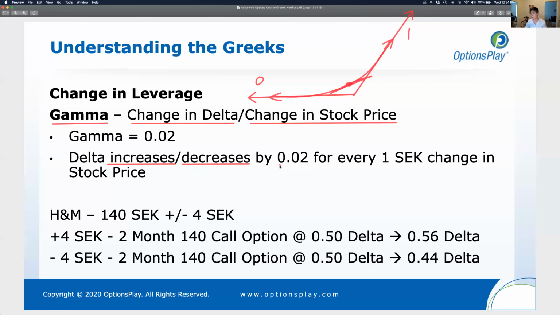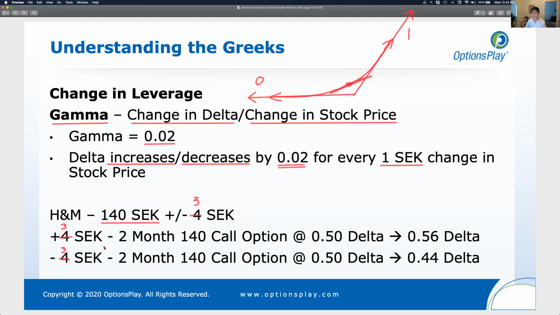If you see the gamma of an option is 0.02, what that's telling you is that for every $1 change in the underlying stock, it will change delta by 0.02. So in this particular example, if I have H&M trading at 140 crowns, and we think the stock's going to go up or down by, whoops, this should really say 3 crowns. Let's say it goes up or down by 3 crowns.